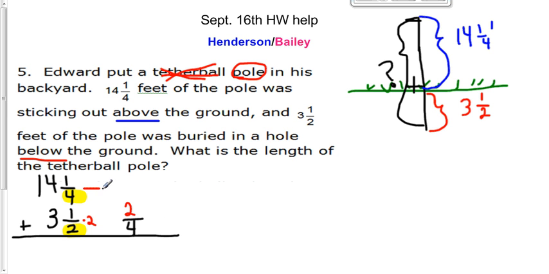Now our first fraction was 1/4. That's going to stay the same because it's already a fourth. So I'm just going to move it over to keep things lined up visually. Now I have 1/4 plus 2/4. Pretty simple. That gives me 3/4. But you can't forget about the wholes that are way over here. So we have 14 plus 3 makes 17 3/4.